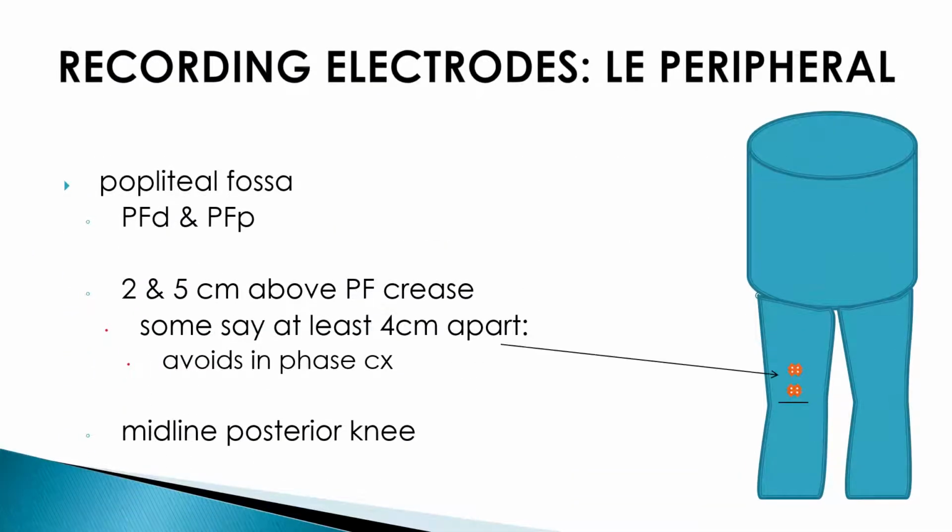The popliteal fossa electrodes, you find the crease of the knee, and you place one 2 centimeters above the crease midline, and the other one 5 centimeters above the crease, or 3 more centimeters proximal to the first one. Now some say even do it more, like 4 centimeters apart, for a better, more robust response.